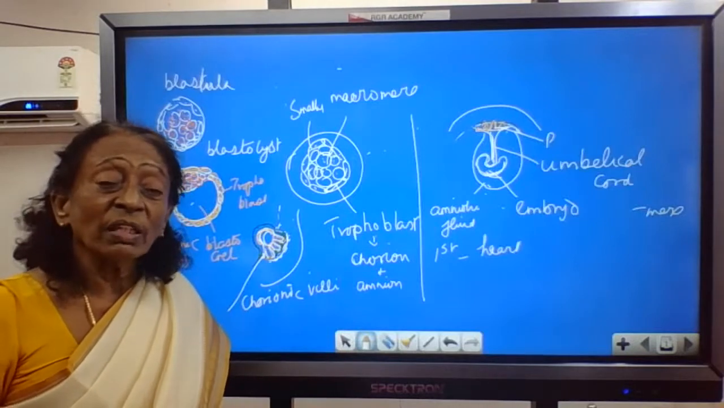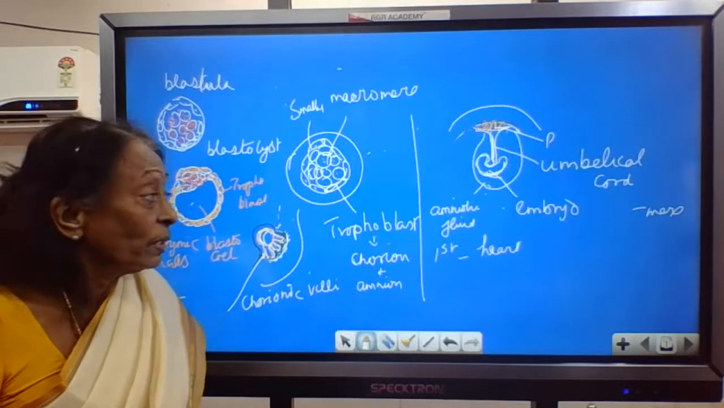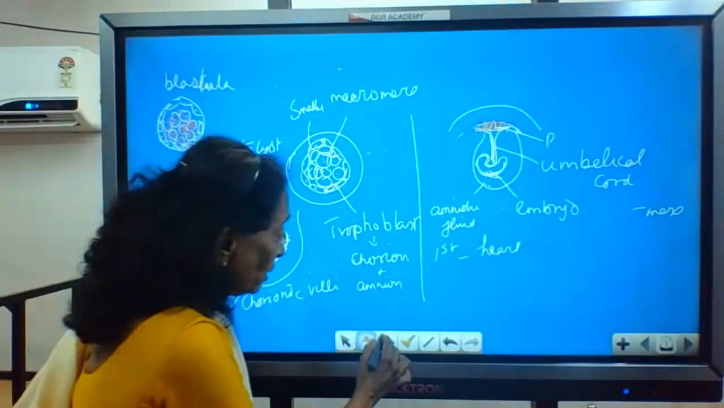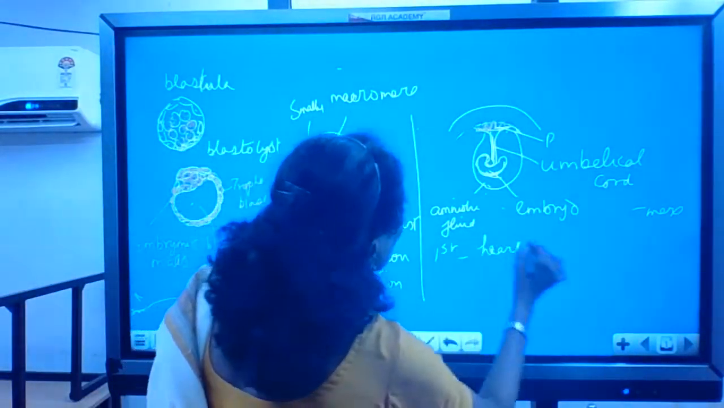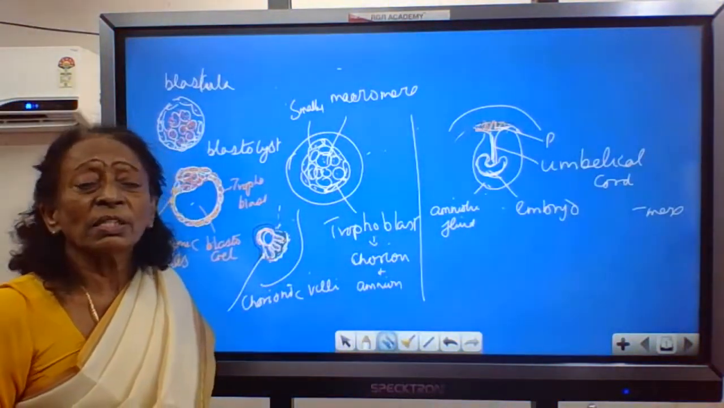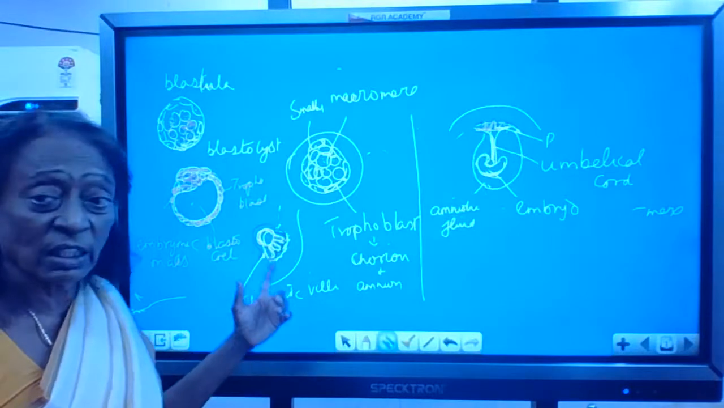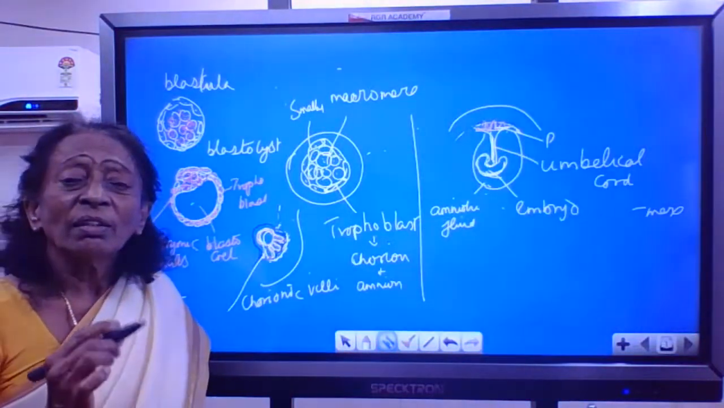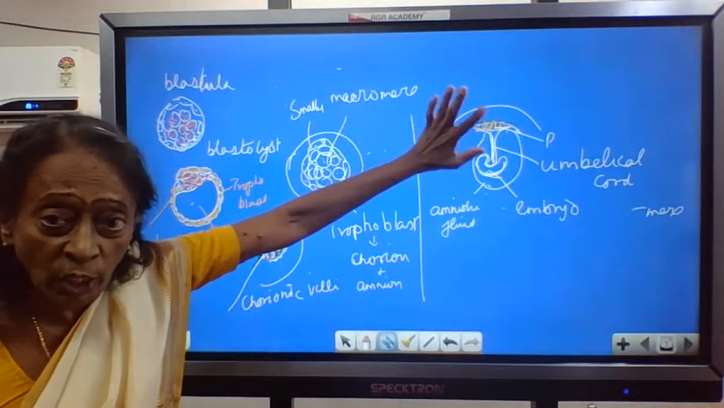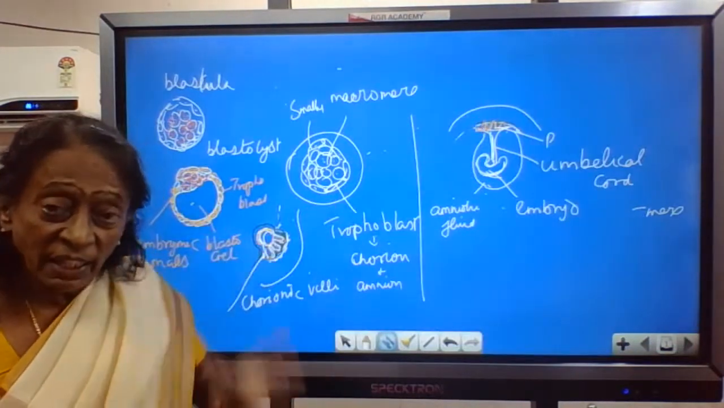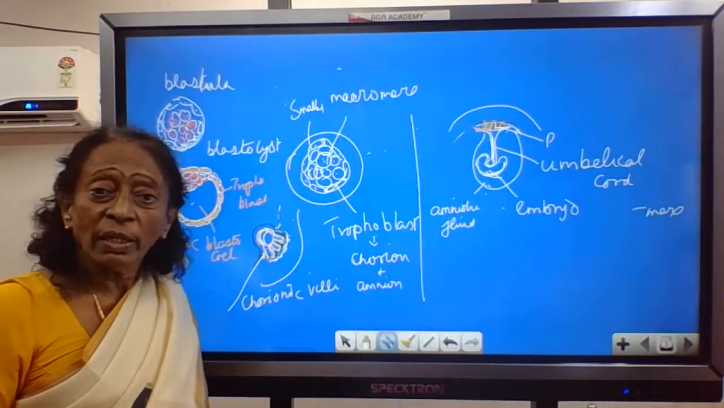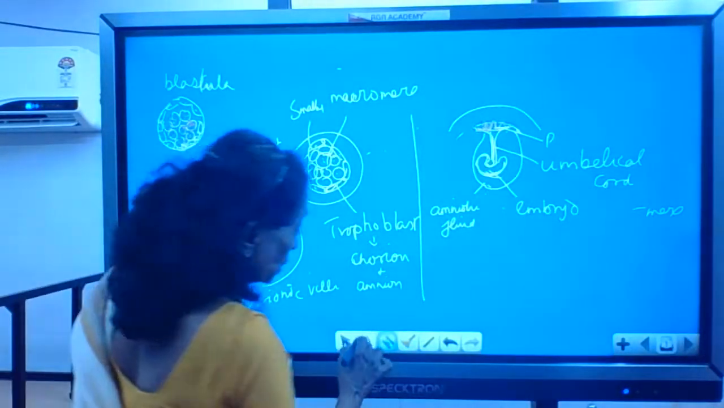Now, before I go to the development month by month, one more thing to cover: the function of the placenta. The placenta produces hormones. It is not only a structural and functional unit. What is the use of the placenta? One, fixing the embryo to the uterus. Second, it acts as an endocrine gland, an endocrine organ. The most important hormones are already given in your textbook.